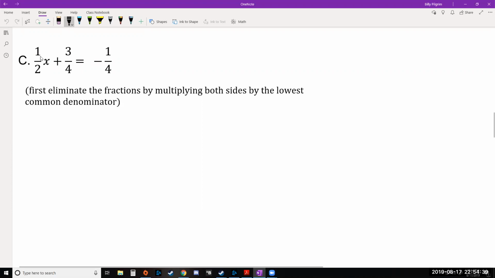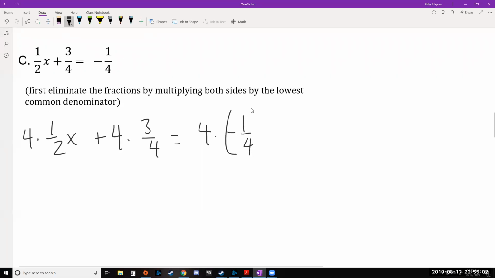So we're actually going to start by multiplying both sides by 4. So I'll show it like this real quick. When we multiply this side by 4, the 4 is going to be multiplied by the 1/2 x and the 3/4. It's basically going to be distributed. So I like to write them separate. So 4 times 1/2 x plus 4 times 3/4 equals 4 times -1/4. So literally every term is going to be multiplied by 4.